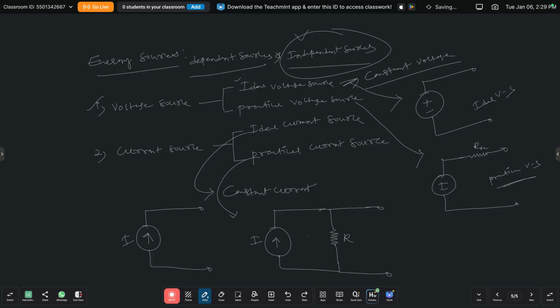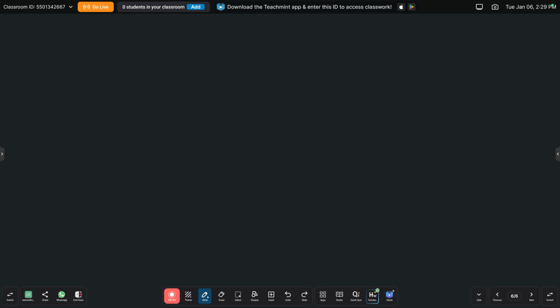Next, all these are independent sources. Then what about dependent sources? The dependent sources are classified into four types, and these dependent sources are represented by a diamond shape.